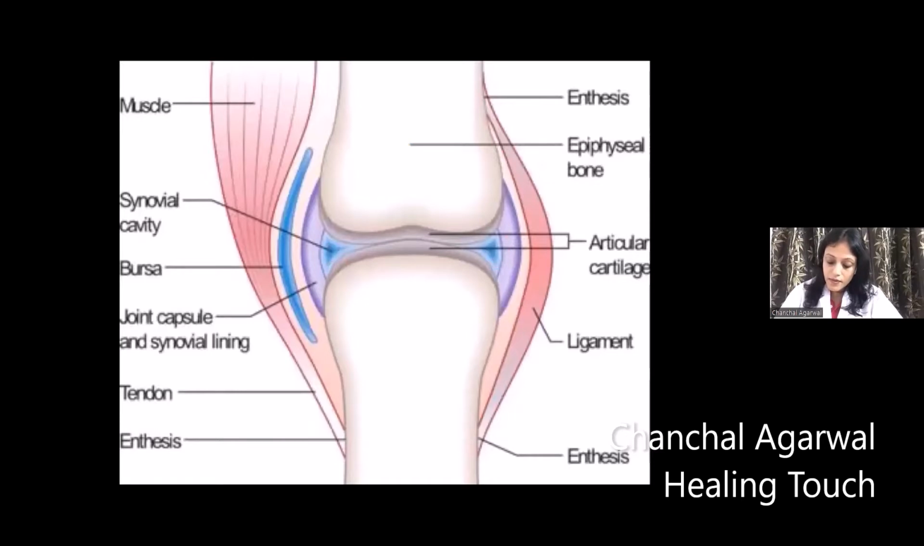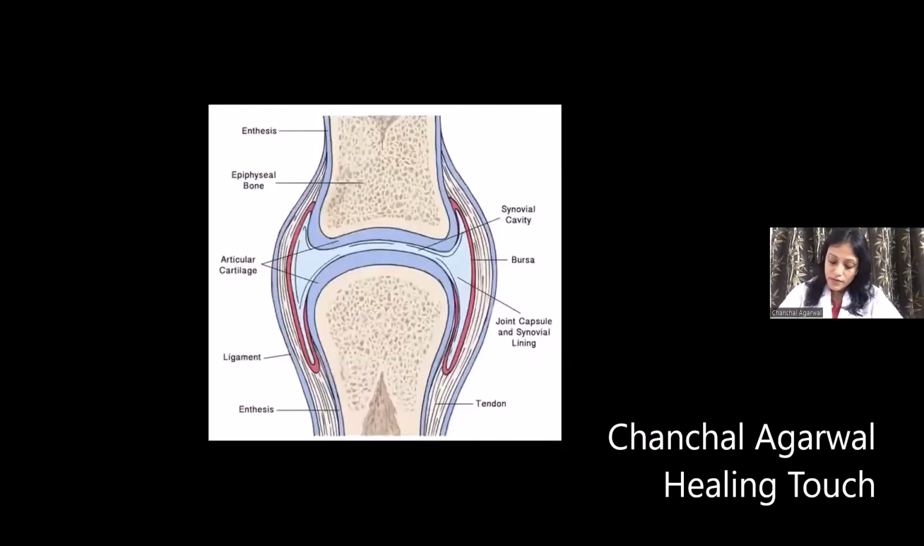See another diagram. This is bone 1, this is bone 2. In between the two bones, there is a cavity present here. In the cavity, which is called the synovial cavity, you have the synovial fluid. Outside the synovial cavity, you have a cartilage present here. Can you see this? This is bursa, the covering. And also, the two bones are covered by a cartilage, which is called articular cartilage.